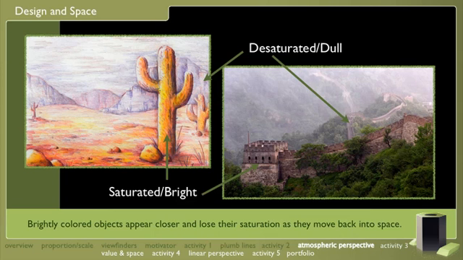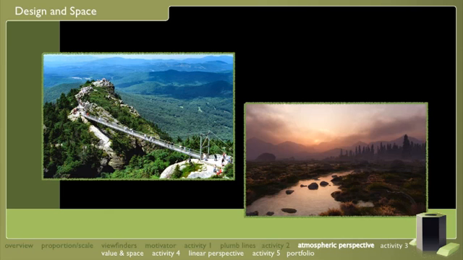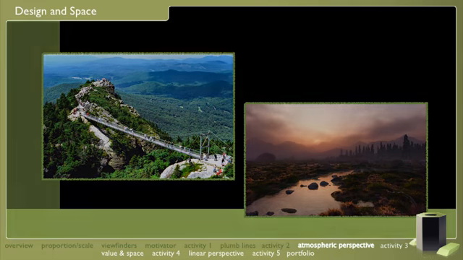Brightly colored objects seem closer to you, and objects that lose their saturation by becoming dull or lighter will appear further away. This is called atmospheric perspective and is caused by pollution, dust, and moisture in the air. The more air between you and the subject matter or object, the more the object appears to fade.